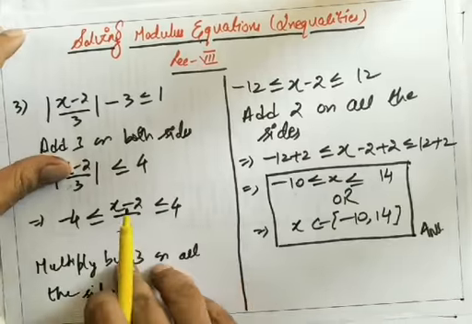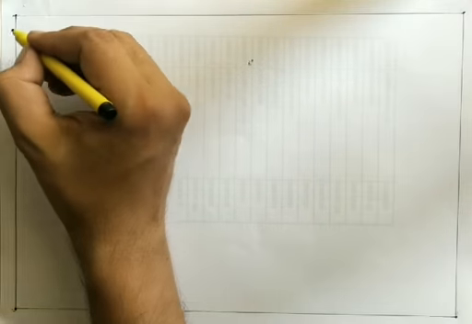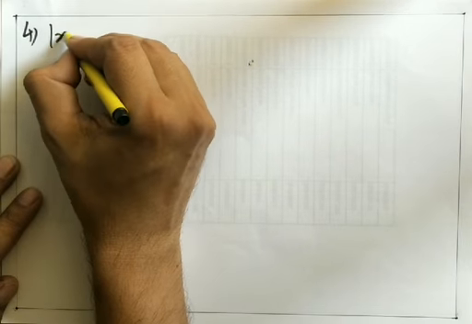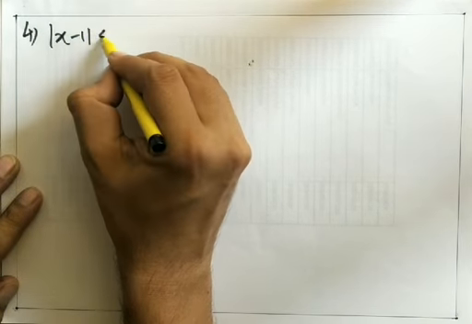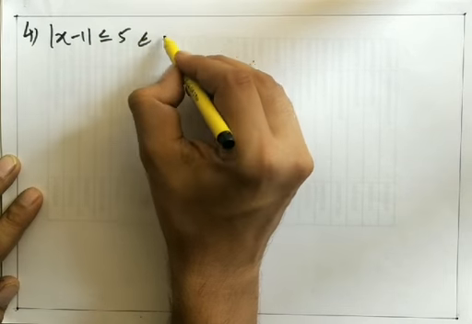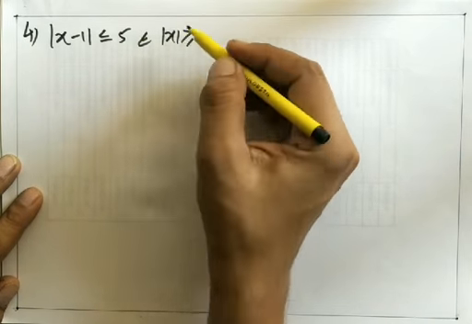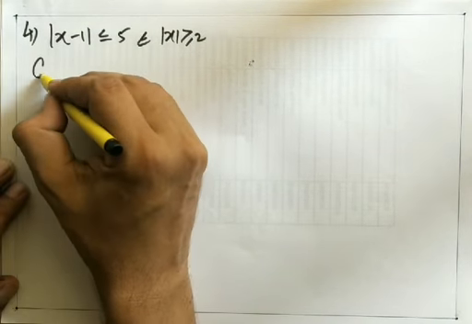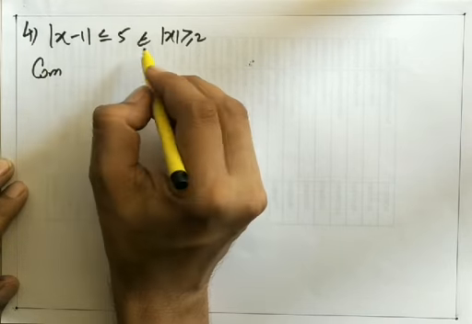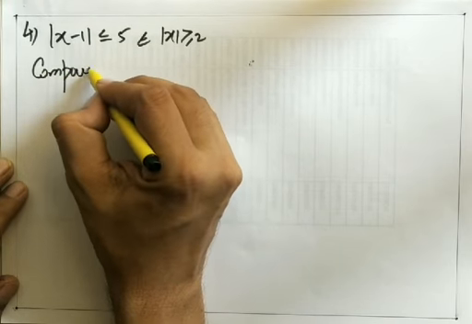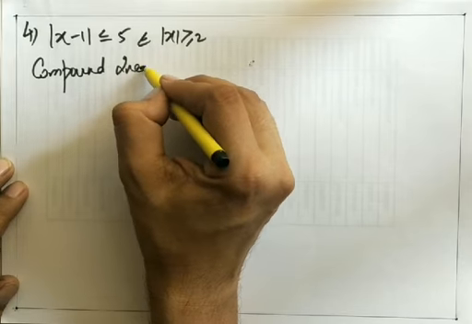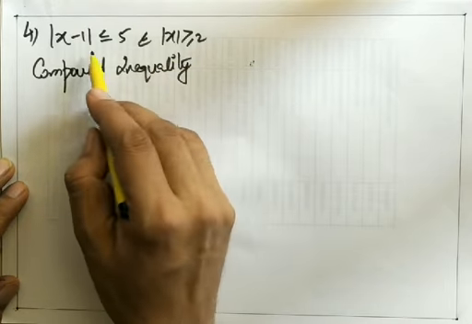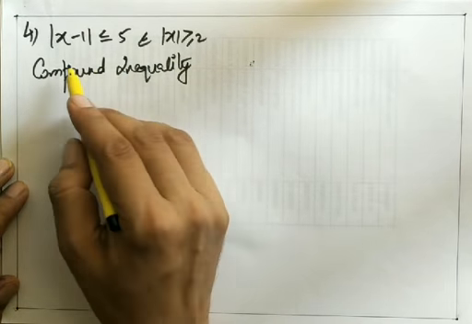Example number 4. The question says mod of x minus 1 is less than or equal to 5 and mod of x is greater than or equal to 2. Now this is something different from the previous examples we have discussed. This is known as compound inequality because in the single question there are two inequalities. So our x must satisfy both the inequalities.